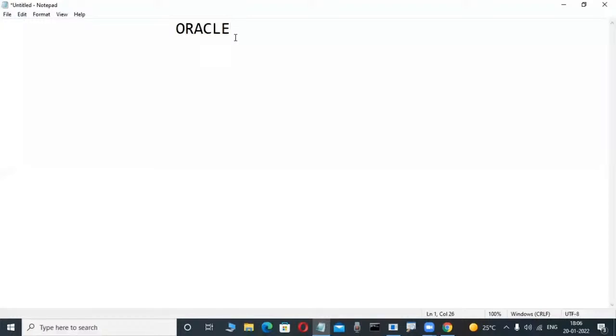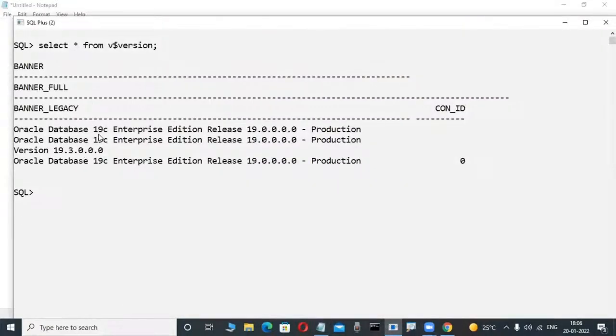Oracle 1.0, 2.0, 3.0, 4.0, 5.0, 6.0, 6.1, 5.1 also there. And now 7.0, 7.1, 7.2, 7.3, 8.0, 8.1.5, 8.1.6, 8.1.7. That is also called 8i, 9i, 10g, 11g, 12c, 18c, 19c, and the latest one, 21c. But in our class, this software is available: 19c we are learning only.